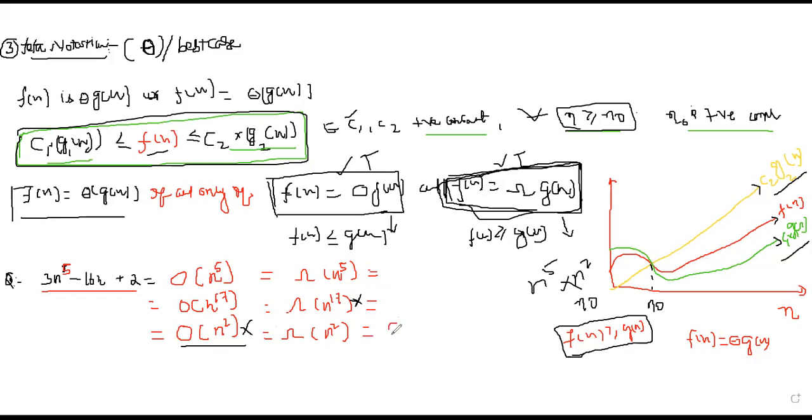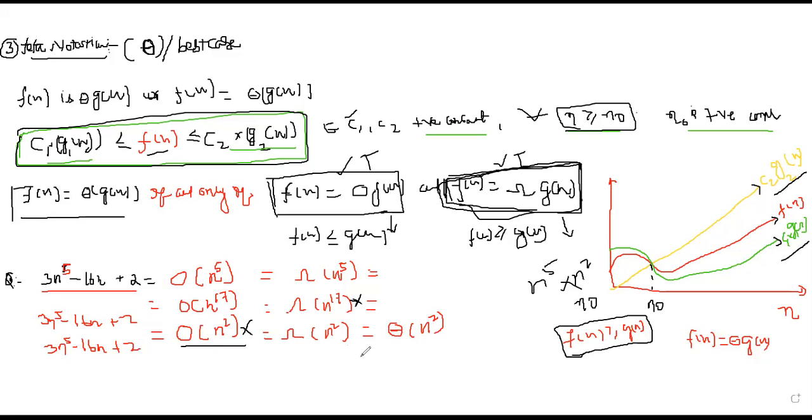Can I write this as theta of, now this function is the same for all, okay? It is the same for everyone: 3n to the power of 5 minus 16n plus 2. It is the same for this one too: 3n to the power of 5 minus 16n plus 2. It is the same for all. Now can I write theta of n square? Can we write this?